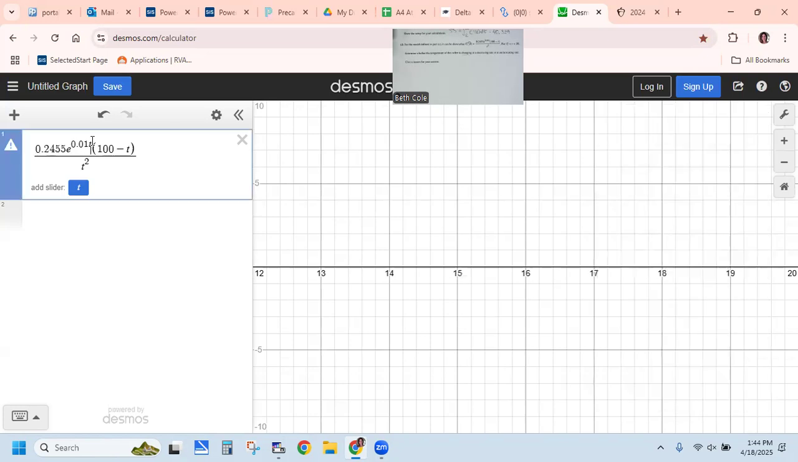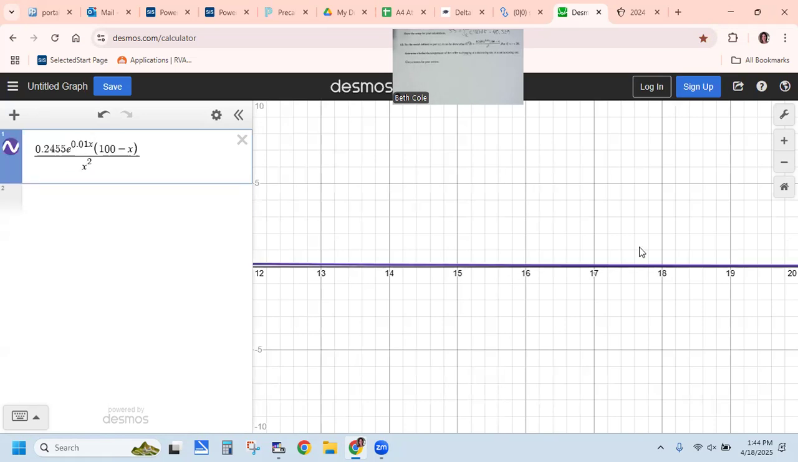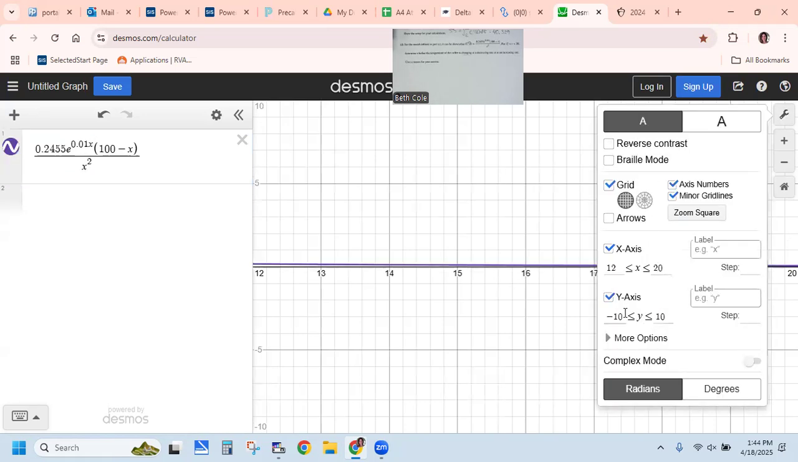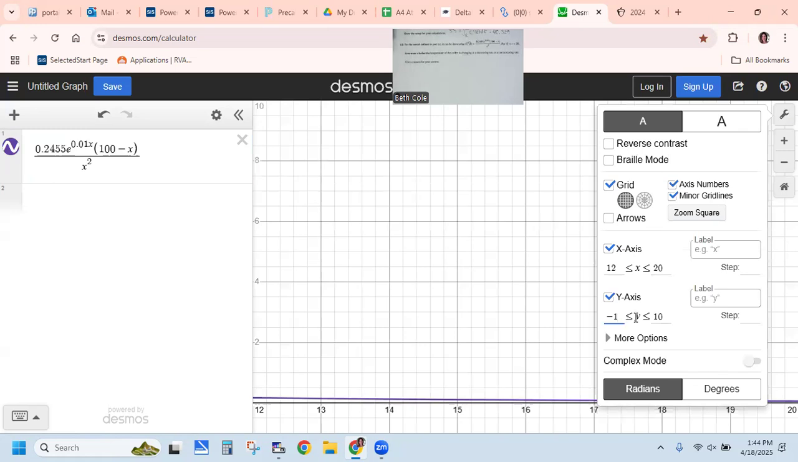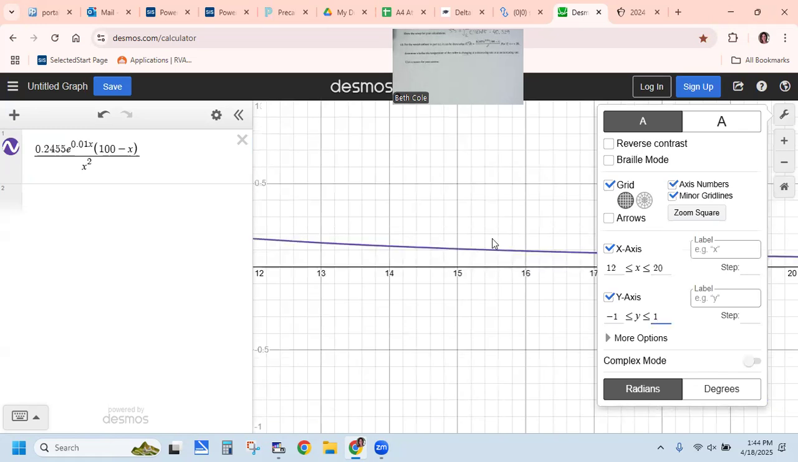Oh, you're right. You need to make it x. I'm like, it should be showing up. Okay, so instead of t, I need to make it x. I was like, why isn't it working? There we go. Oh, you know what? I'm going to fix that. Instead of negative 10 to 10, I'm going to do negative 1 to 1. There we go. Now we can see it a bit better.